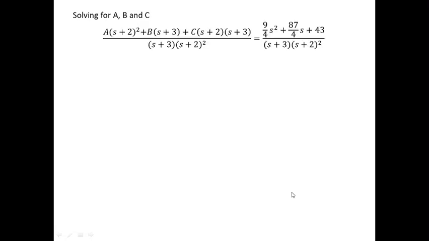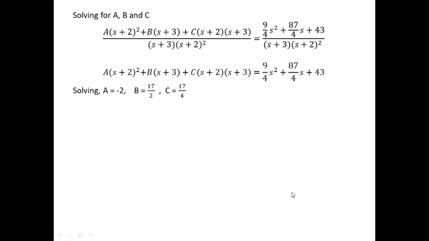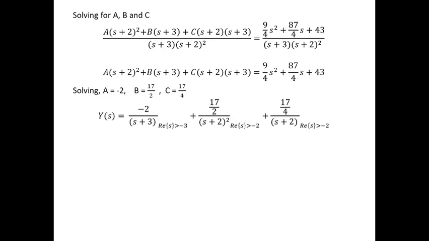So solving for A, B and C by using partial fractions, you can see the procedure. You can take suitable values for s. You can compare the coefficient of s squared. You can substitute the value of s equal to minus 3, s equal to minus 2 and s equal to 0. In any procedure you can do, find out the values of A, B and C. On substituting the values, you get Y of s is equal to minus 2, right?